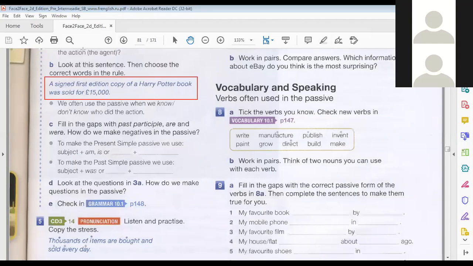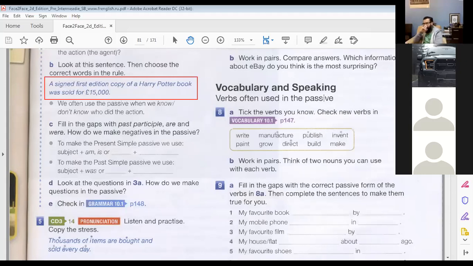What do you think? And in this example, do we know who bought the book or we don't know who bought the book? No. We don't know. That's correct. In this example, a signed first edition copy of Harry Potter was sold for £15,000. Who bought it? Who sold it? We don't know. All we know, it was sold. If you know, you can add by. Yes. But it's not really important in the sentence. Do you get the idea?